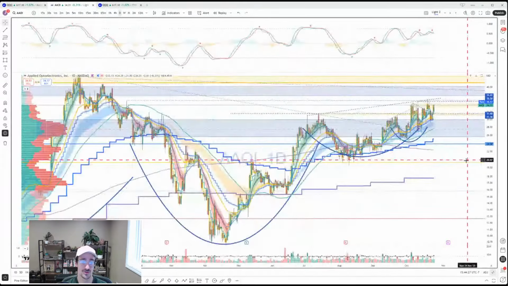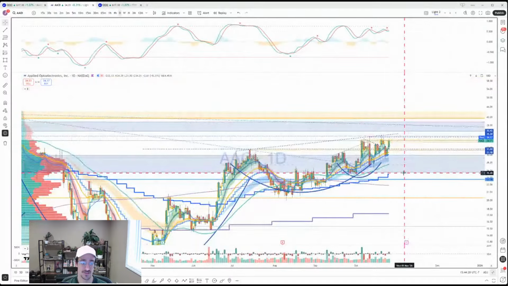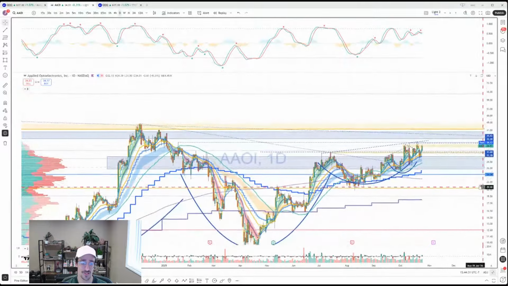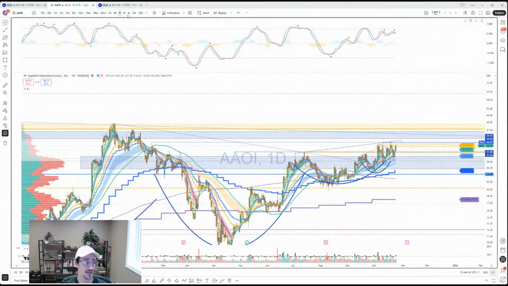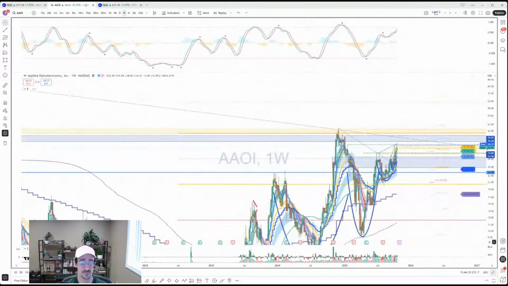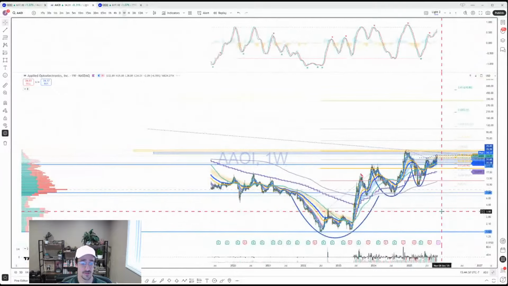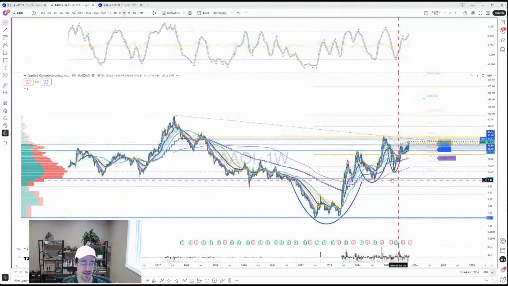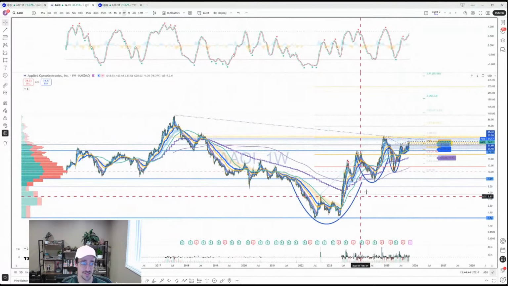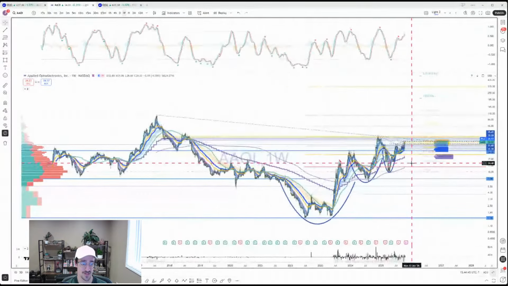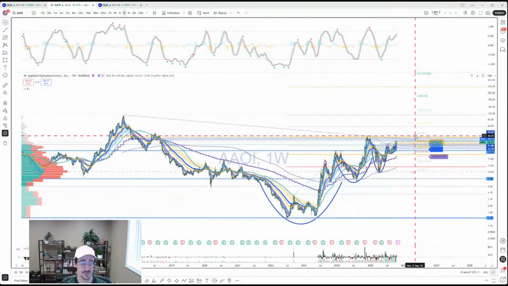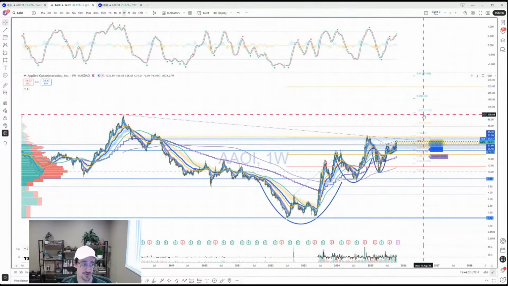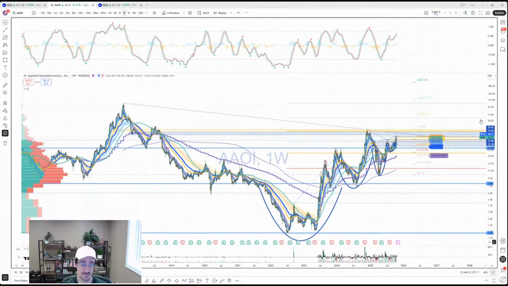Here is another one in the same space. AOI. They do fiber optic cables for data centers. Long term. Nice VCP, volatility contraction pattern. Basically, this is all just a big base, right? Very high confidence that in the next couple of years, it's somewhere between 45 and 100.